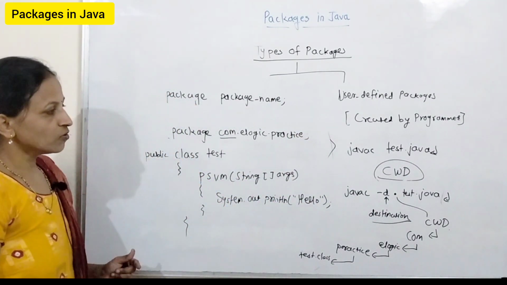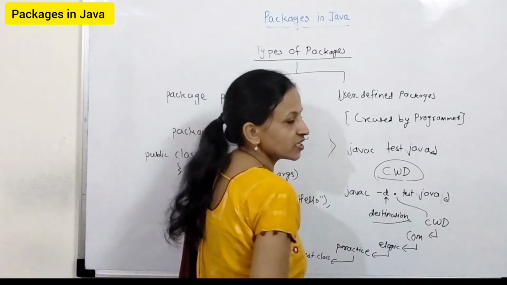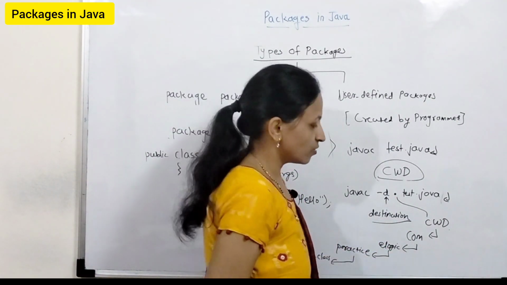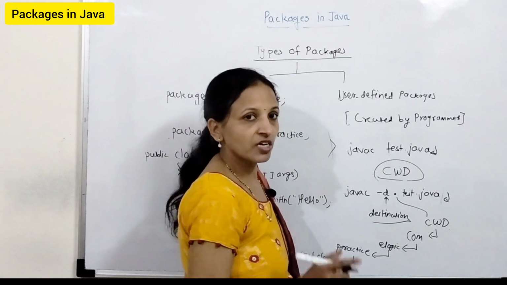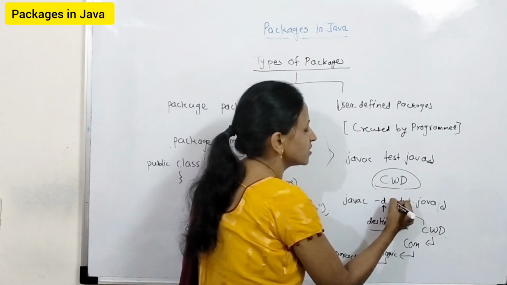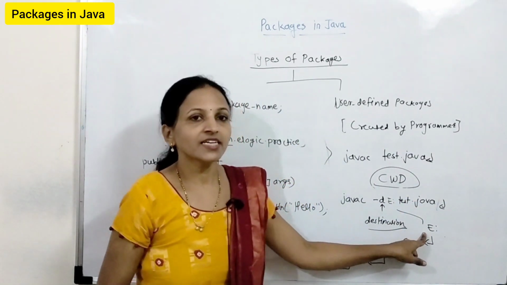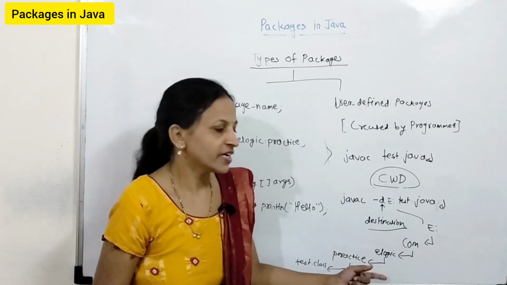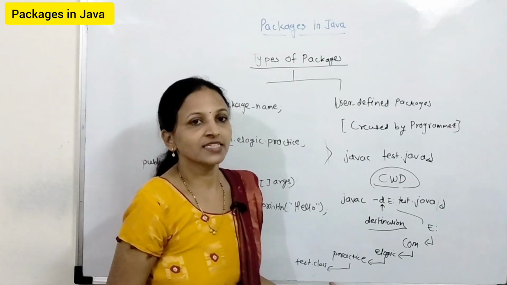Okay, now see, instead of the current working directory, I want to create this folder and file structure on any other drive. Then here just write like this, e colon, which means inside that e drive this com folder will be created, then eLogic, then practice, and inside that test.class.